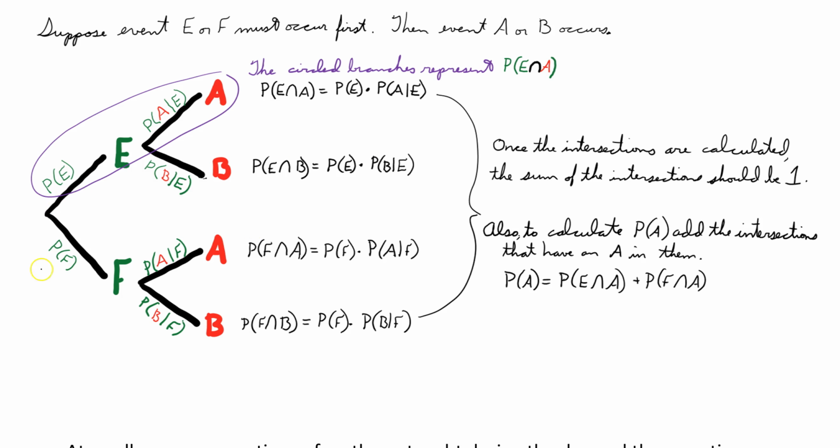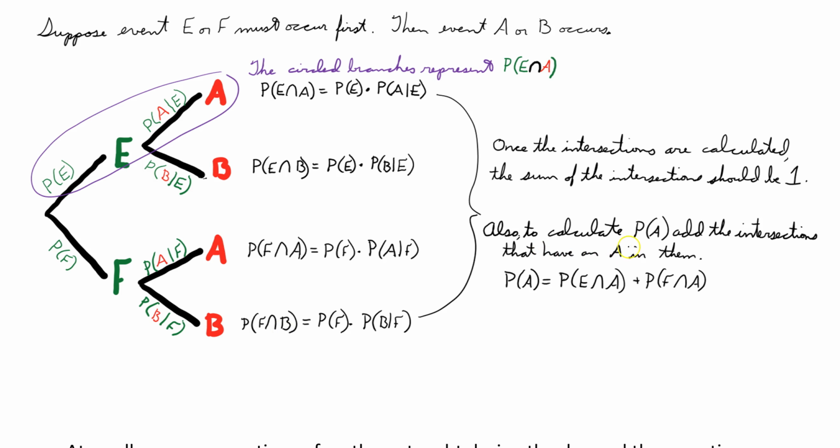The second half of this tree is very similar. The trees can be helpful in addition to providing other information, and that information usually has to do with intersections. So once the intersections are calculated, you should notice that the sum of all the intersections should be 1. So if we add E intersect A with E intersect B, with F intersect A, and F intersect B, all of those probabilities add to 1.